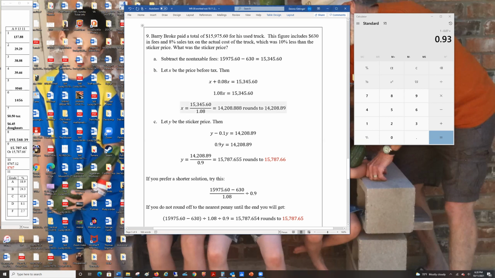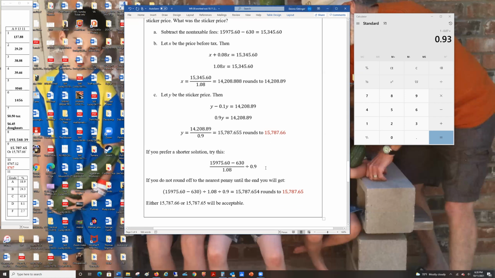This is the price after 10% of the sticker price has been discounted. So if Y is the sticker price, Y take away 0.1Y, that's 10%, is equal to that number, and that's 0.9Y. So we take $14,208.89 and divide it by 0.9, and we get $15,787.655, which just barely rounds to 66 cents.